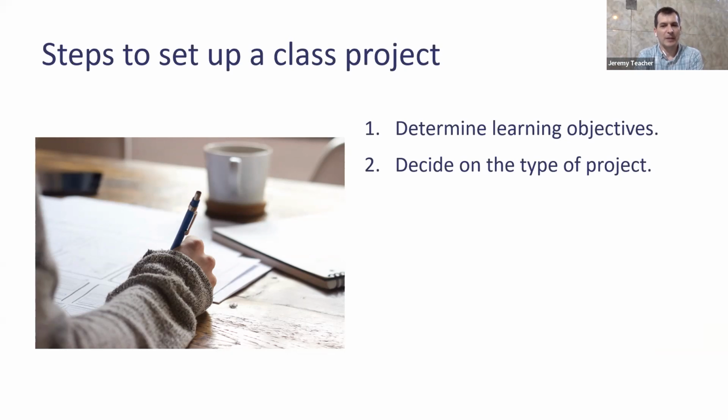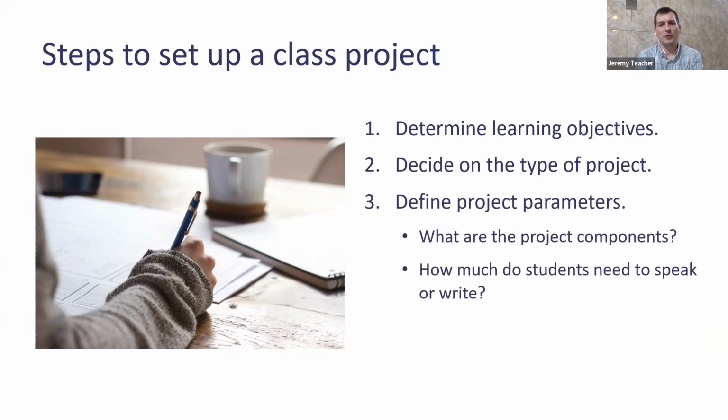After you've decided on the type of project, you can define the project parameters. These are the requirements for the project. Decide what the project components are. For my news report project, there were just two basic components: the written script of the news report and then the actual video. But some projects have many more components. You also need to decide on the time limit. If students are speaking, how long should they speak? And is there a limit to how long they can speak? If they're producing some written work, how long does it need to be?